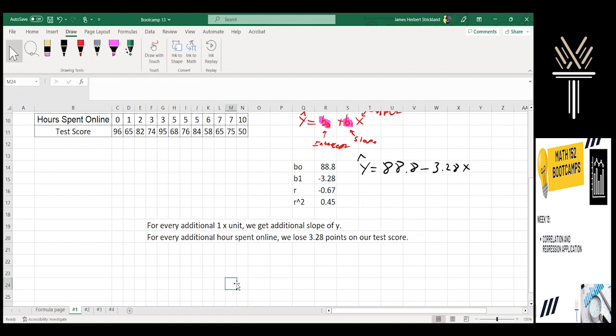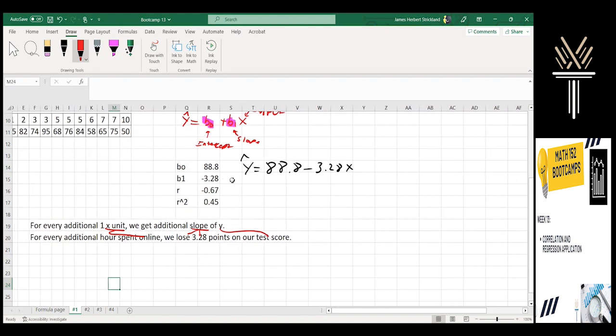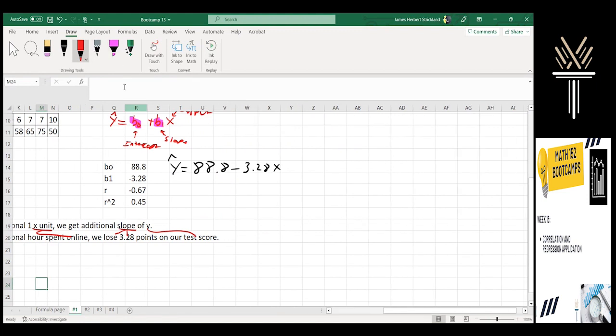And so it's just a matter of identifying the general unit that is defined through X. In this case, the unit was hours spent online. And then the slope was negative 3.28. And then Y is test score. Now, what does it actually mean in context? Well, if you recall, this is the estimated average starting value. So you would start at 88.8. And then every time you add 1 to the X, your score should go down by 3.28 points.